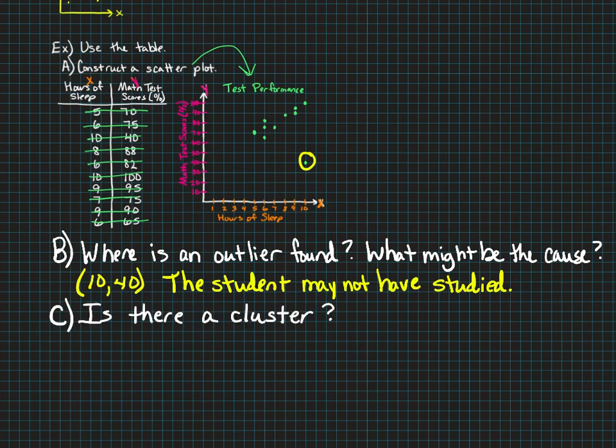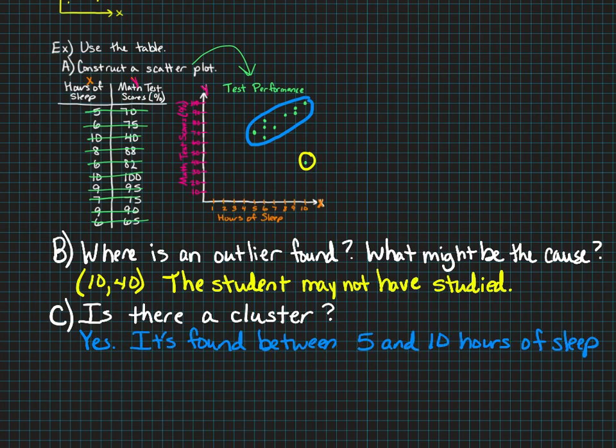C part, is there a cluster? Remember, a cluster is a set of closely grouped data. If you look at the scatter plot, there appears to be a group of closely grouped data at these sets of values in blue, which is most of the data. And so, yes, there is a cluster. And we could describe where it's found. So I would first describe on the x-axis the hours of sleep. It's found between 5 and 10 hours of sleep. We can see that's the range of the x values.